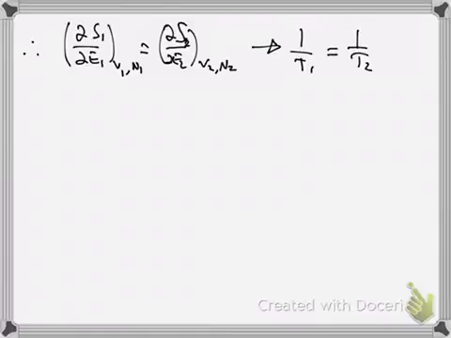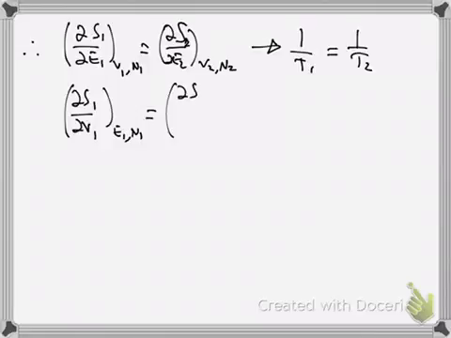But now we also need (∂S1/∂V1) at constant E1 and N1 to equal (∂S2/∂V2) at constant E2 and N2. All right, so this is the new thing we have. Now, what does it mean? These partial derivatives have something to do with how the entropy changes with volume, right?